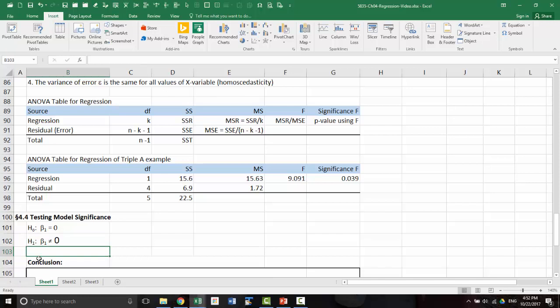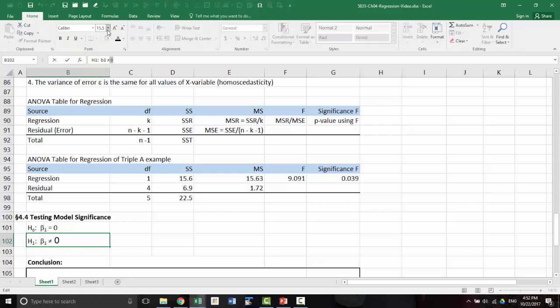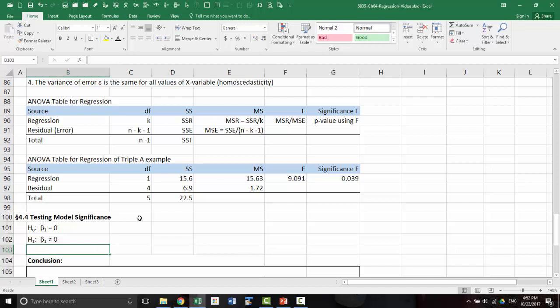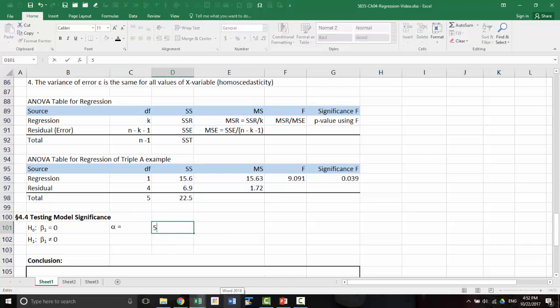Let's adjust the font size. All right. So now we have to set up a level of significance. It's called alpha. And typically alpha is set at 5%. Now we can come to a conclusion about the hypothesis based on a comparison between p-value and alpha.